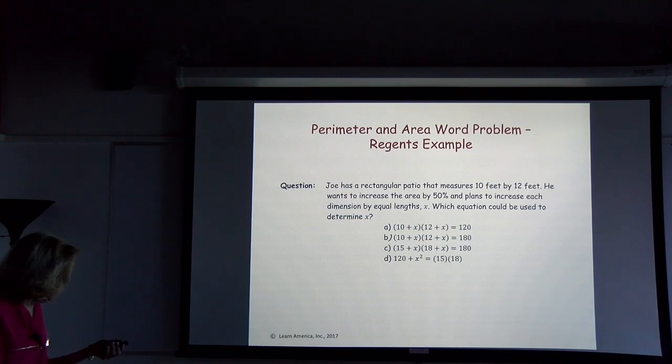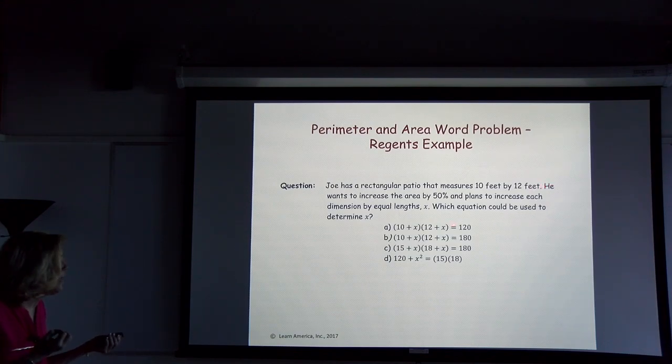So now, first of all, it says he wants to increase the area by 50%. This is the original garden. What is its area currently? It's 10 by 12, so the area is, right. Now, what's 50% of 120?